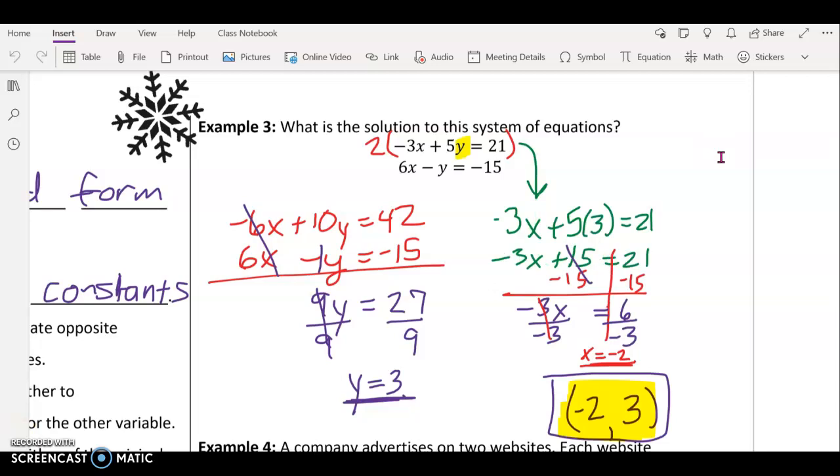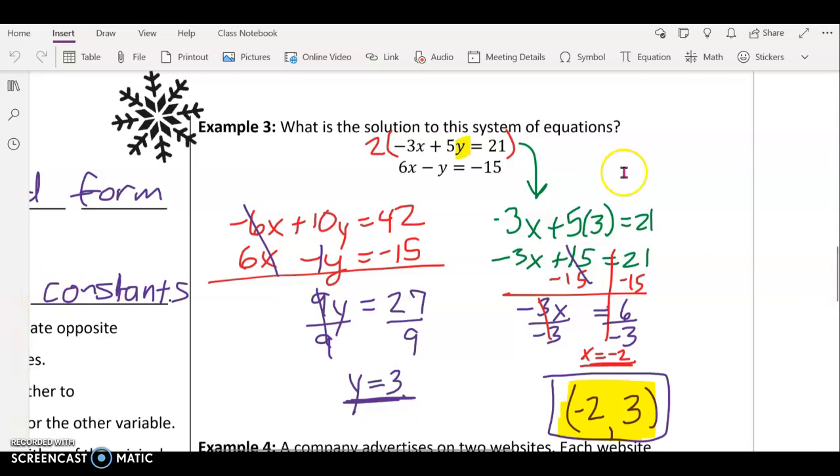Check to see that you solved it correctly. Multiplying the 5 and the 3 to get 15. Subtracting 15 from both sides. And then lastly, dividing both sides by negative 3. Getting a negative 2 as our answer, and it's the x, so it went first in the ordered pair. So our final answer, the solution, is negative 2, 3.